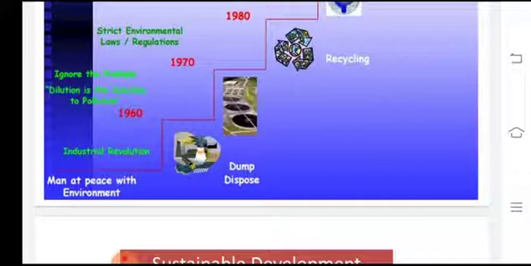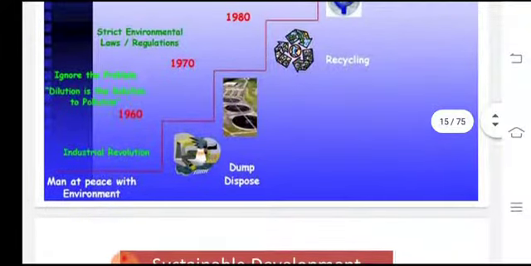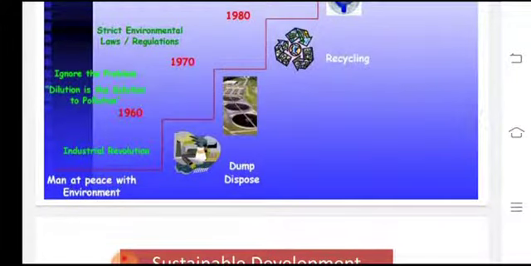Then gradually we started suffering from these side effects. We started accumulating this contamination in our groundwaters, and because groundwater is one of the major sources of drinking water and for other domestic purposes, we got its consequences. We started taking huge amounts of heavy metals and other chemicals into our bodies along with the drinking water.